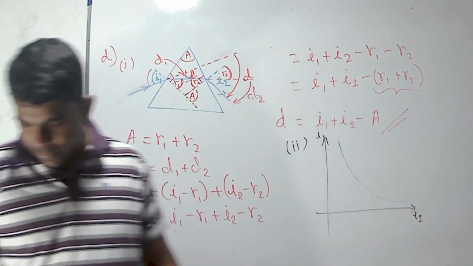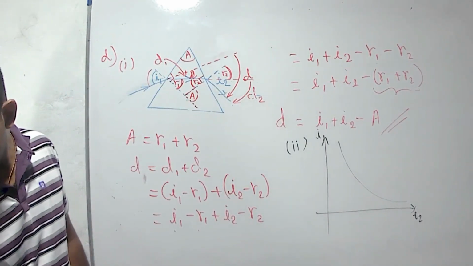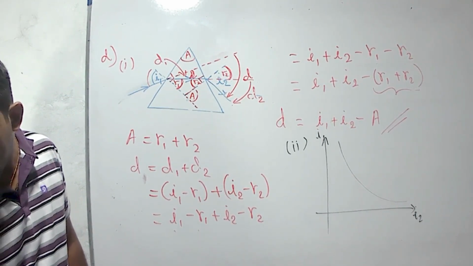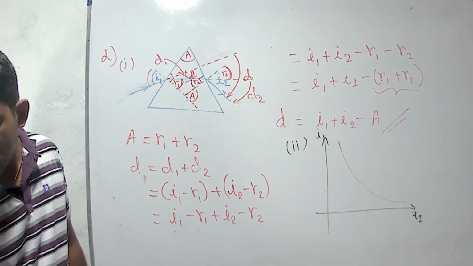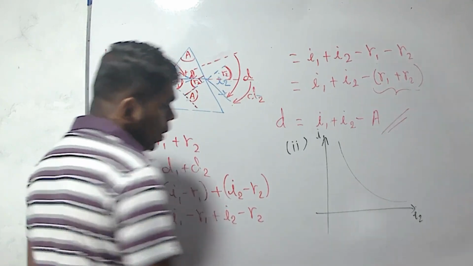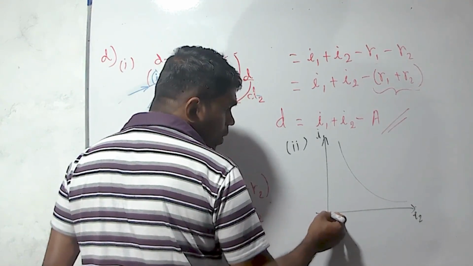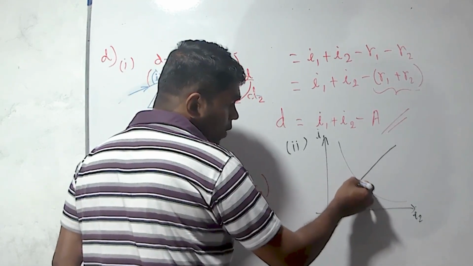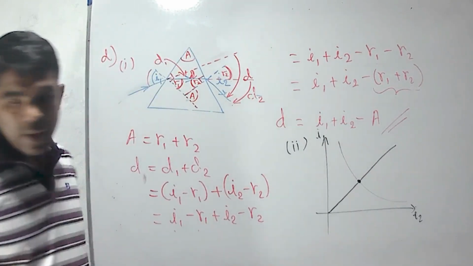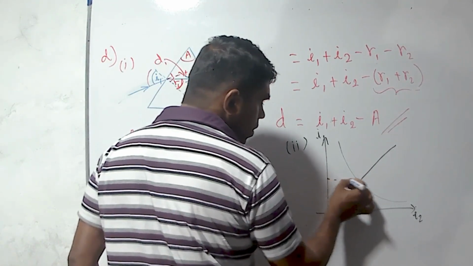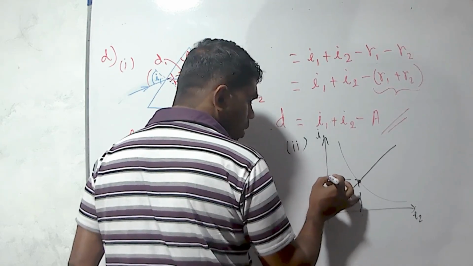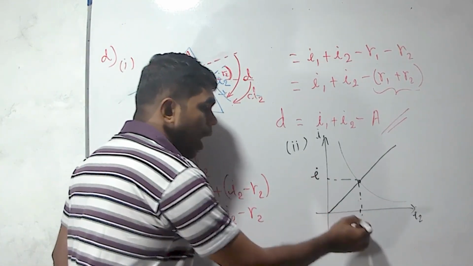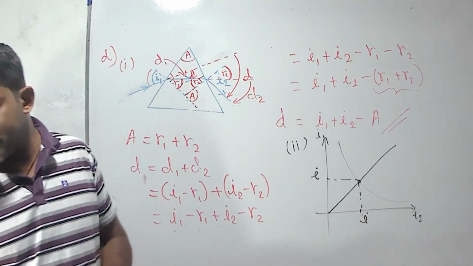We have to get the I value for the symmetric angle. When getting the symmetric angle, we can draw a 45 degrees line on the graph like this, and we have to obtain the value corresponding to this point. We can get this value and this value. Those are the same values. Then it is the I value for minimum deviation.